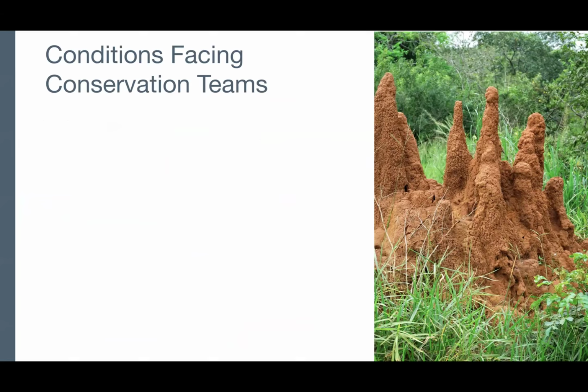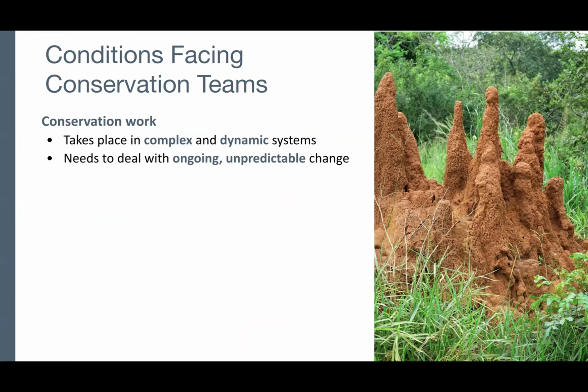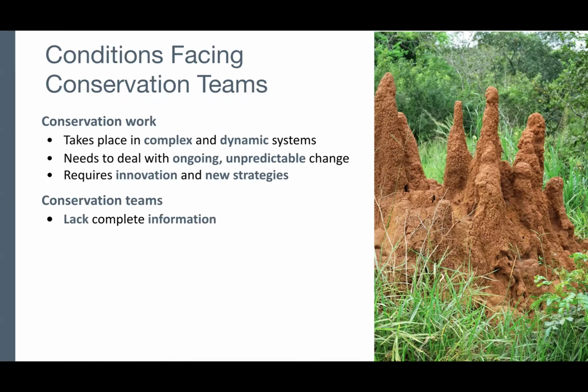So this collective was originally a few individuals from some of the larger global conservation organizations who got together about 20 years ago and discussed the fact that most conservation teams are facing similar types of challenges. Doing our conservation work, it's typically taking place in complex and dynamic systems. In conservation, we usually need to deal with ongoing unpredictable change. We need to innovate, develop new strategies. And conservation teams are usually working in an environment where they're lacking complete information.